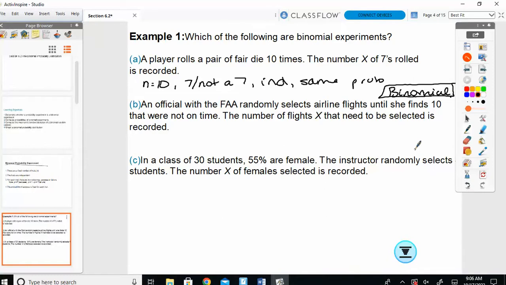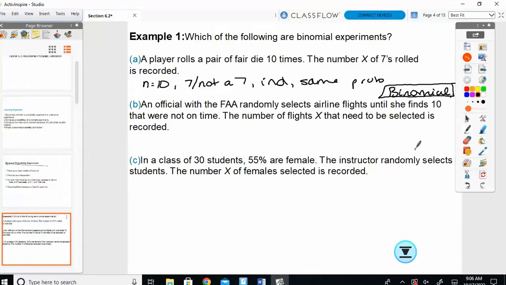You don't necessarily have to write down all that information I did. I'm just jotting that down to show you the things that I'm thinking about when I decide if it's binomial or not. All right, the next one. An official with the FAA randomly selects airline flights until she finds 10 that were not on time. The number of flights X that needs to be selected is recorded.